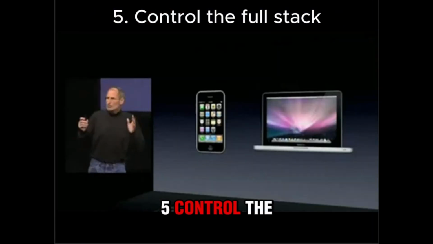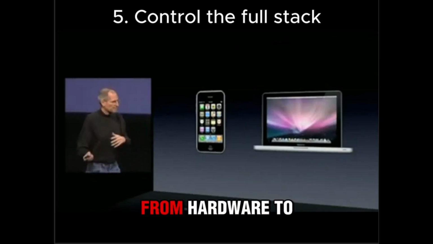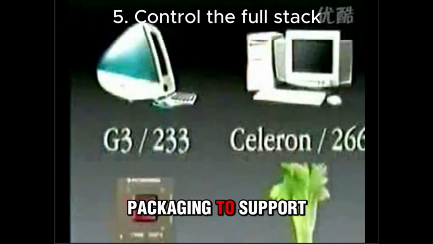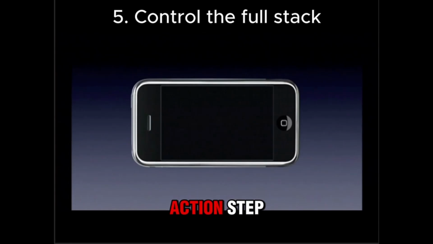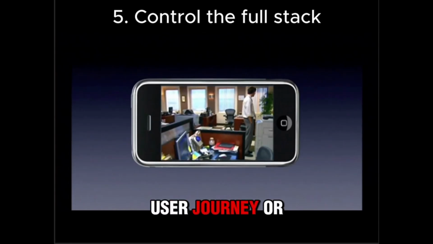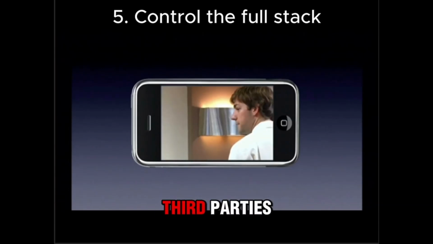5. Control the full stack. Jobs believed innovation required full control, from hardware to software, packaging to support. This allowed Apple to deliver a seamless user experience. Action step. Map your entire user journey or delivery process. Identify which touchpoints you control and where to reduce reliance on third parties.